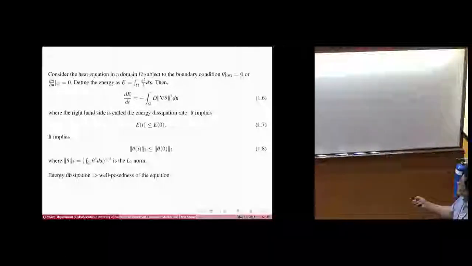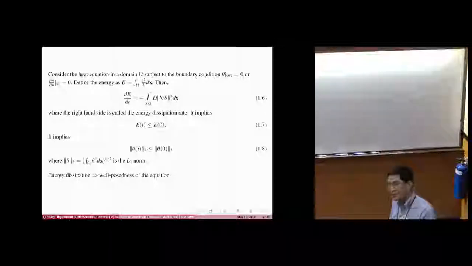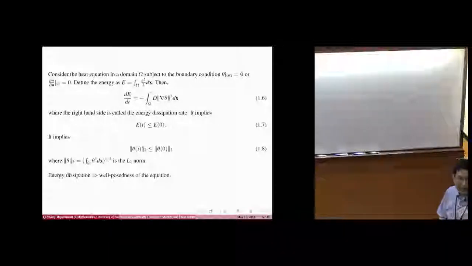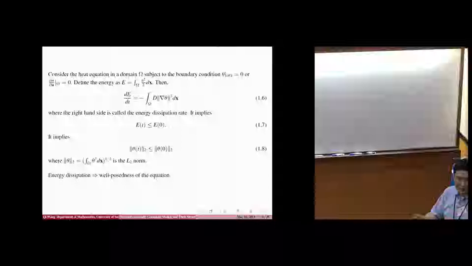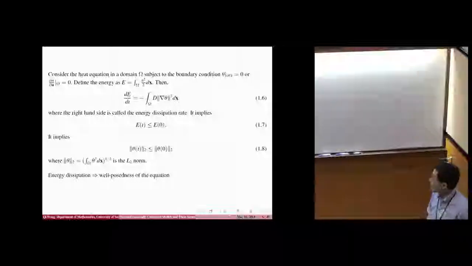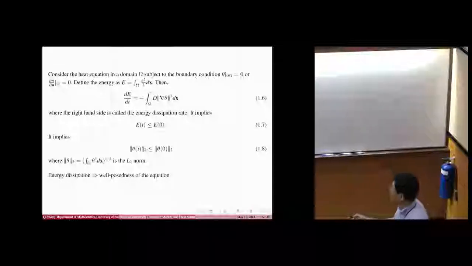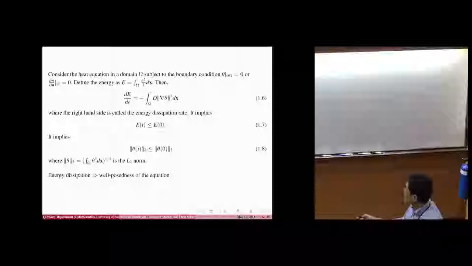But unfortunately, this relationship only applies to linear systems. For nonlinear systems, you have to prove it. Sometimes it works, sometimes it doesn't. Okay? But at least it indicates energy dissipation is very important in determining the well-posedness of the system. All right? So that's the message I want to convey, that energy dissipation implies well-posedness of the equation in the linear regime, for the linear system.